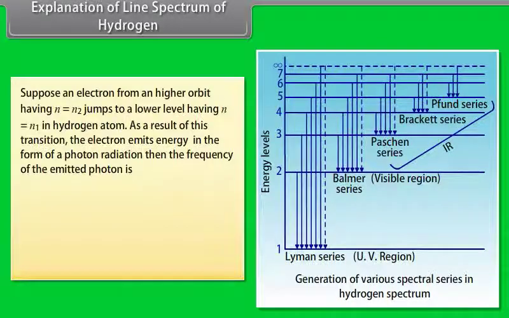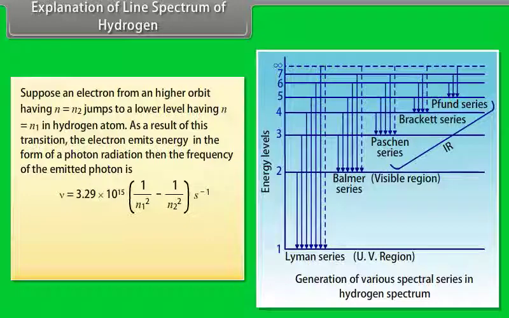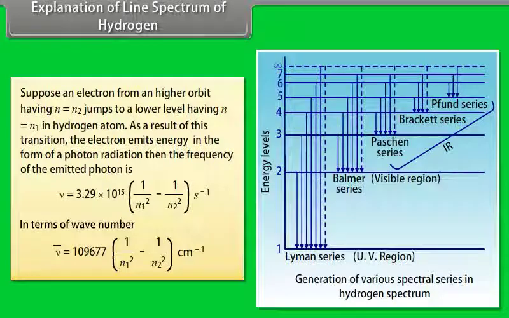Suppose an electron from a higher orbit having n equal to n2 jumps to a lower energy level having n equal to n1 in hydrogen atom. As a result of this transition, the electron emits energy in the form of a photon radiation. Then, the frequency of the emitted photon is, frequency equal to 3.29 into 10 raised to the power 15 into 1 by n1 square minus 1 by n2 square per second. In terms of wave number, it is 109677 into 1 by n1 square minus 1 by n2 square per centimeter.